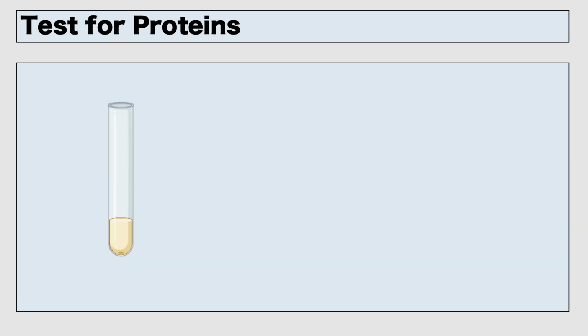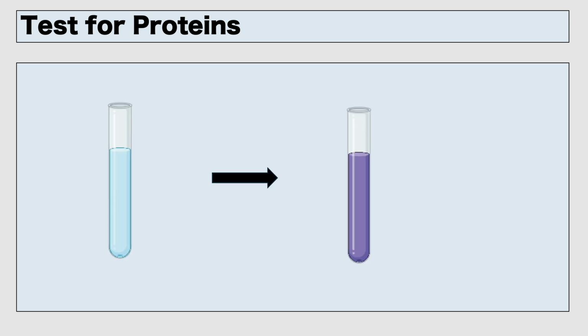The test for proteins is the biuret test. Put the food sample into a test tube and add biuret reagent. A positive result is the solution going from blue to purple.